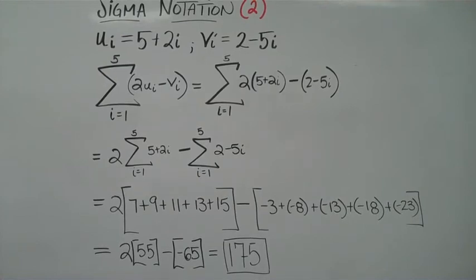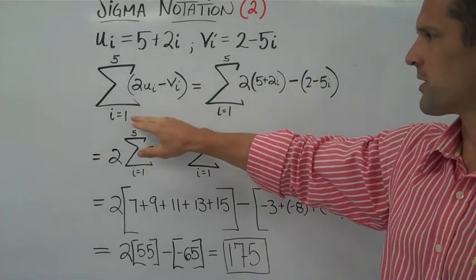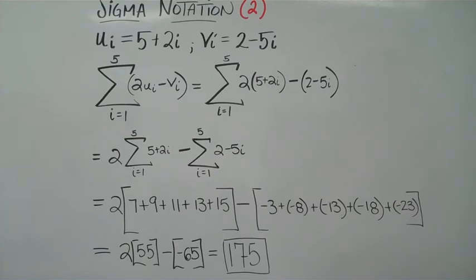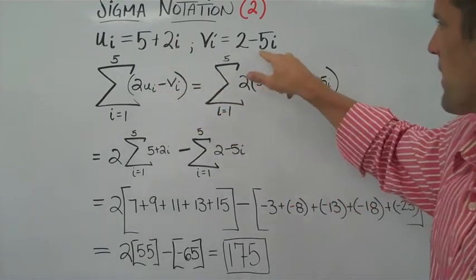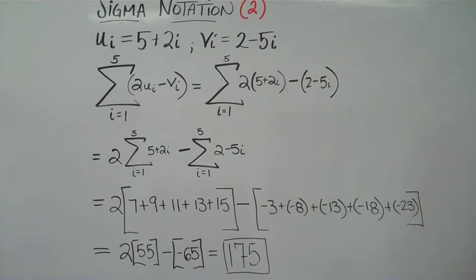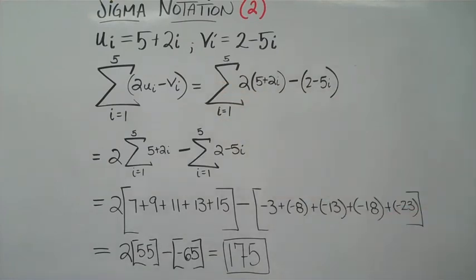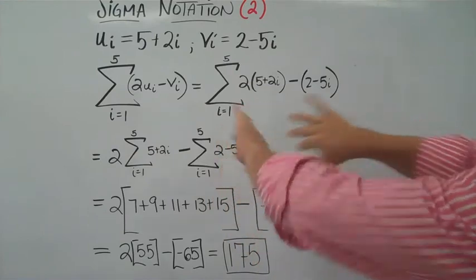Here's another example of the sigma notation. If I have the same u_i and v_i, and I'm asked to find the sigma, the sum from 1 to 5 of 2u_i minus v_i, I can immediately replace u_i and v_i with what they are equal to. That's our first step. Well, then I can separate them apart because of the distributive property and take the constant k, which in this case is 2, out. So I move the 2 out here, and I separate these apart.